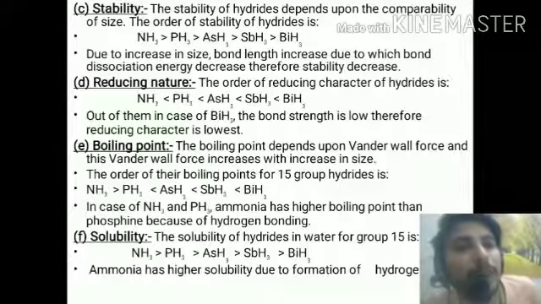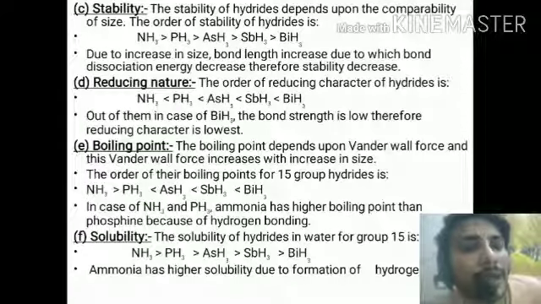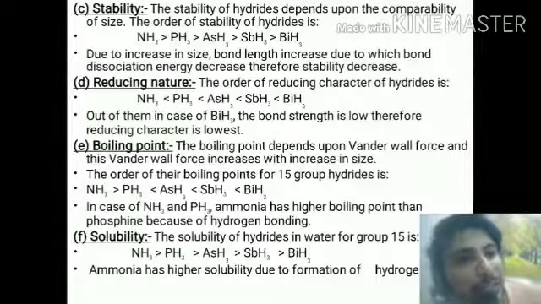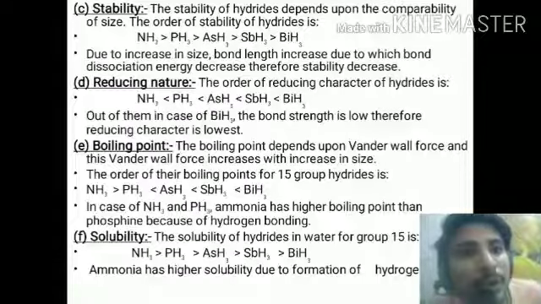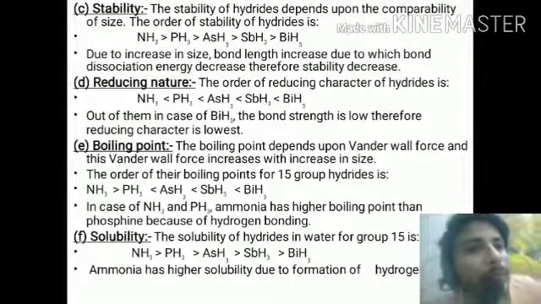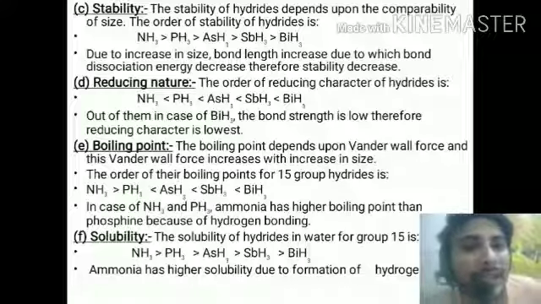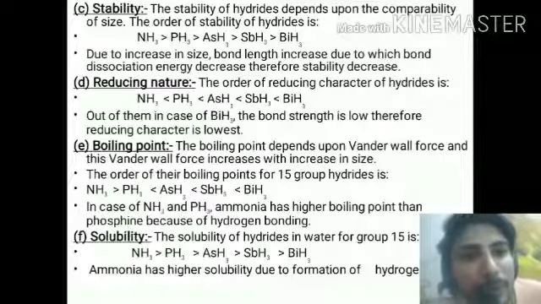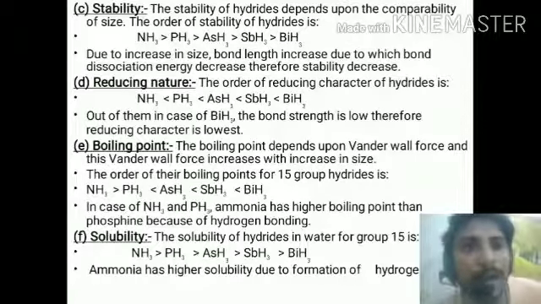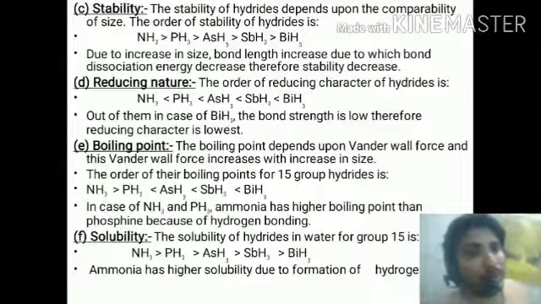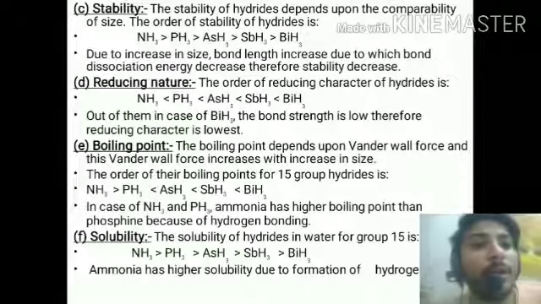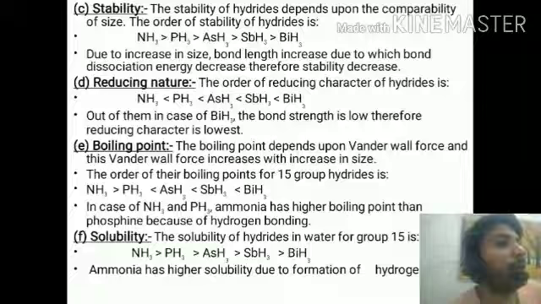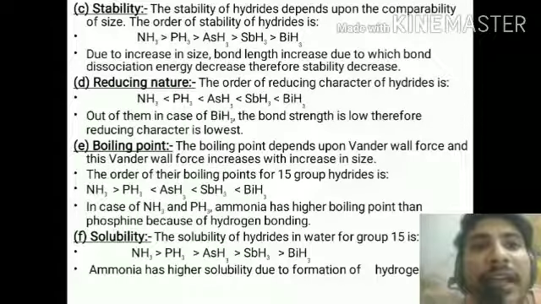Now, boiling point. Boiling point depends upon molecular mass. The boiling point depends upon the van der Waals force of attraction, and the van der Waals force increases with increase in size. In group 15, the boiling point increases from top to bottom. In the case of ammonia and phosphine, ammonia has a higher boiling point than phosphine because of hydrogen bonding. This is a most important question that can come in your board exams: why is the boiling point of ammonia greater than phosphine? Because ammonia forms hydrogen bonds. That's why it has a high boiling point.